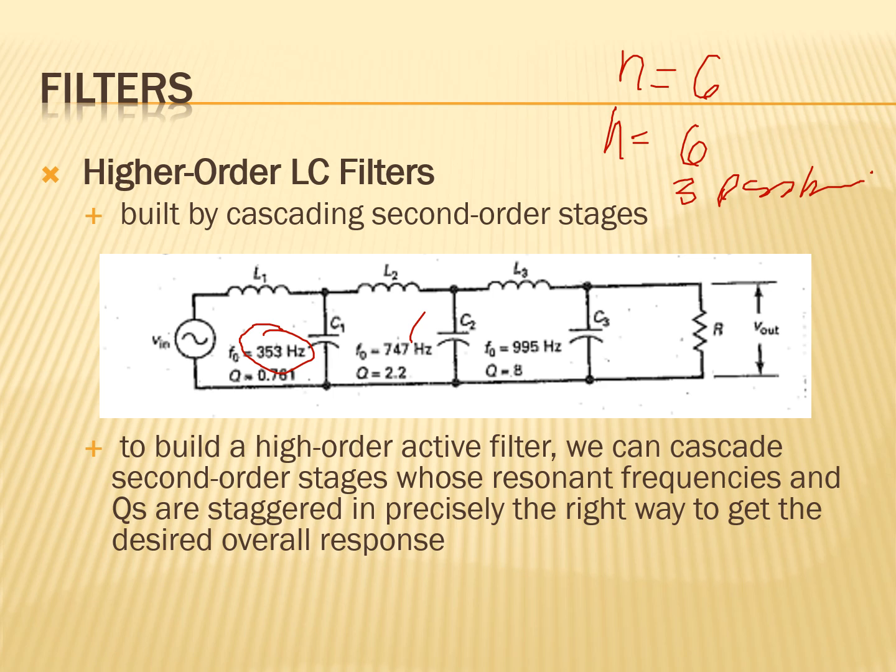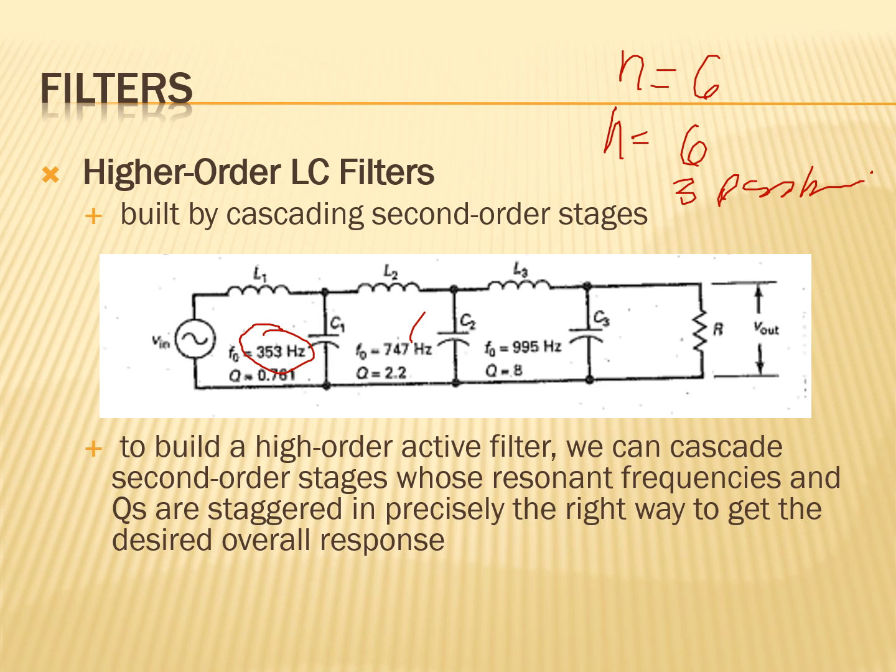by producing a resonant peak at 747 Hz. Similarly, the third stage has a cutoff frequency of 995 Hz, and at this point the first and the second stages have rolled off already. But the third stage compensates for their roll-offs, producing a high Q peak at 995 Hz.